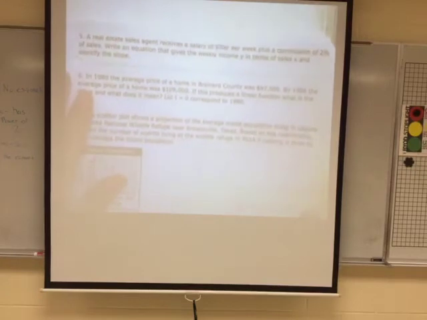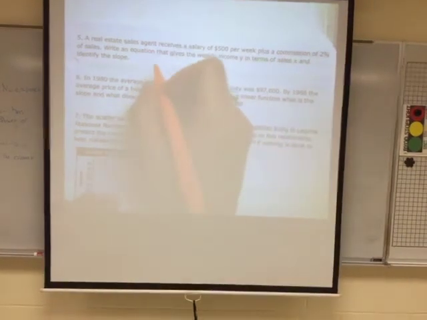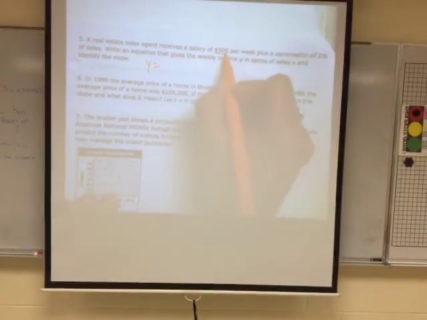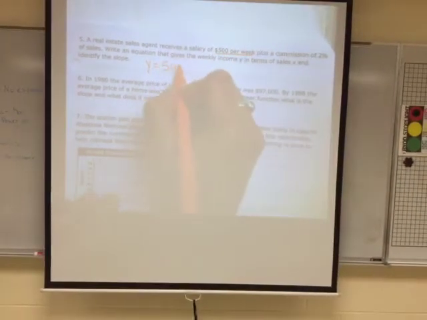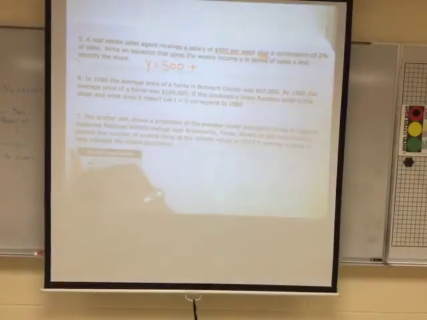Number 5. Number 5 says, a real estate sales agent receives a salary of $500 per week, plus a commission of 2% of sales. Write an equation that gives the weekly income Y in terms of sales X and identify the slope. So the real estate agent's salary, Y, is $500 per week plus a commission of 2% of sales.